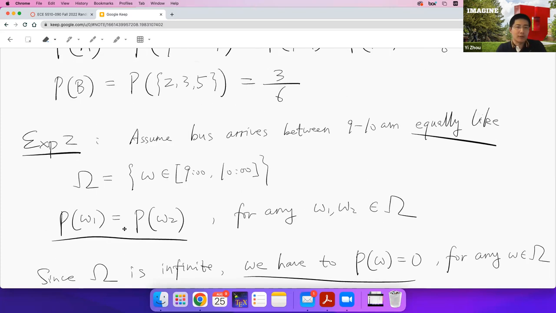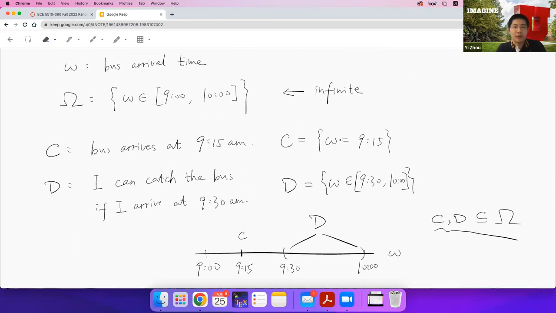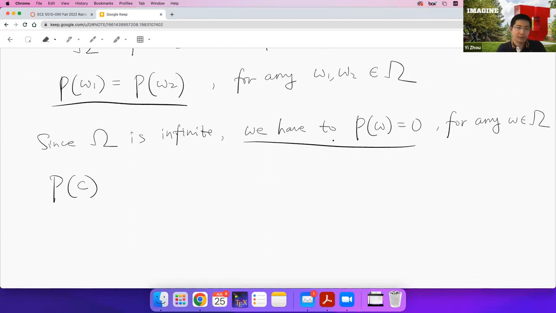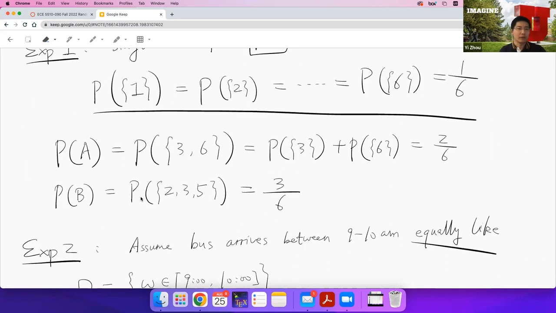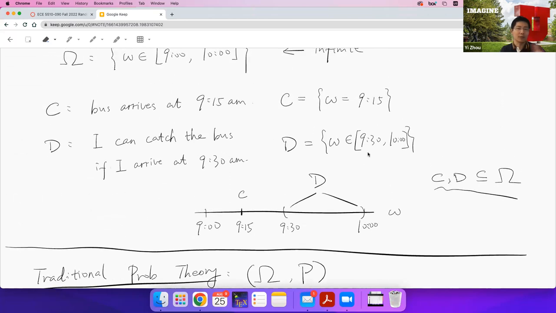The probability of C. Now what is event C? Let's go back. C is that the bus arrives at this particular time, 9:15. Because this is a single point between 9 and 10, according to this probability law, we know that it is zero. The bus arrives at 9:15 with probability zero, because we have infinitely many outcomes, and this seems to be okay because the interval is continuous. But then let's consider the probability of D. If you go back, what is D? D means that the bus arrives between 9:30 and 10.